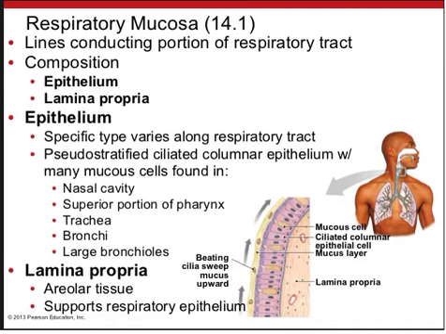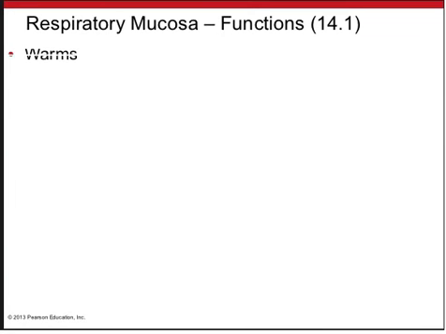The lamina propria, of course, is designed to attach the epithelial tissue to the underlying structures and also to provide support for the epithelium. So again, connective tissue, its job is to act as the body's glue, and here it connects epithelial tissue to other tissues.